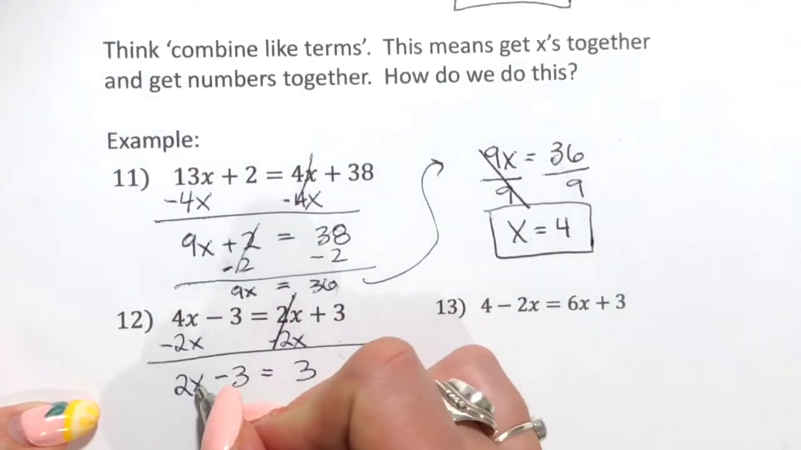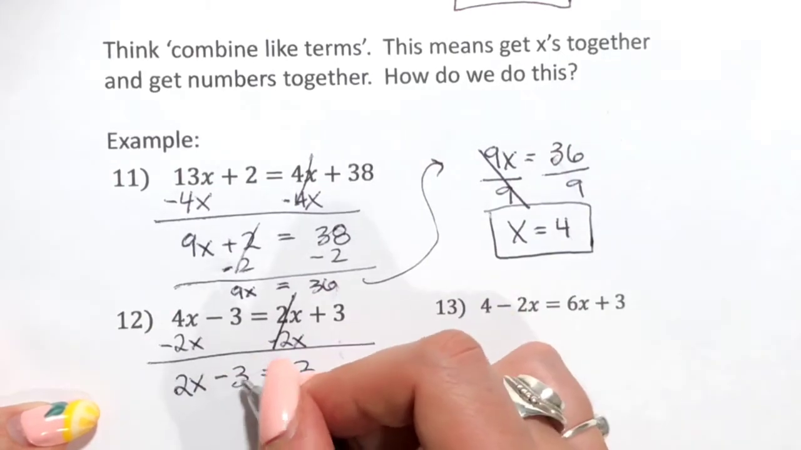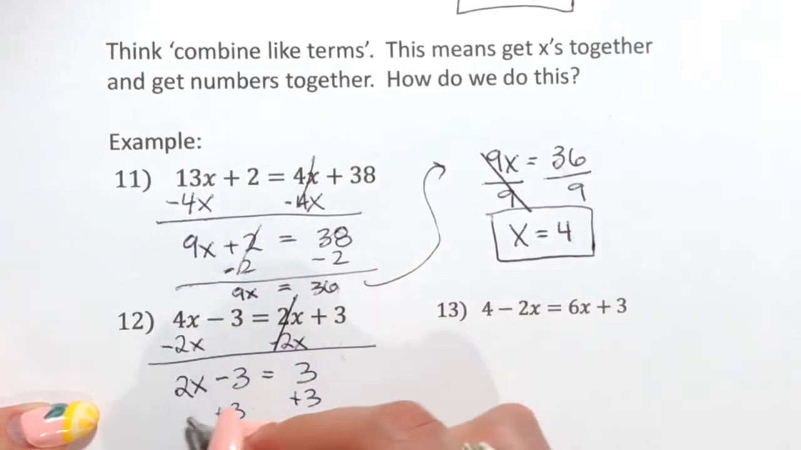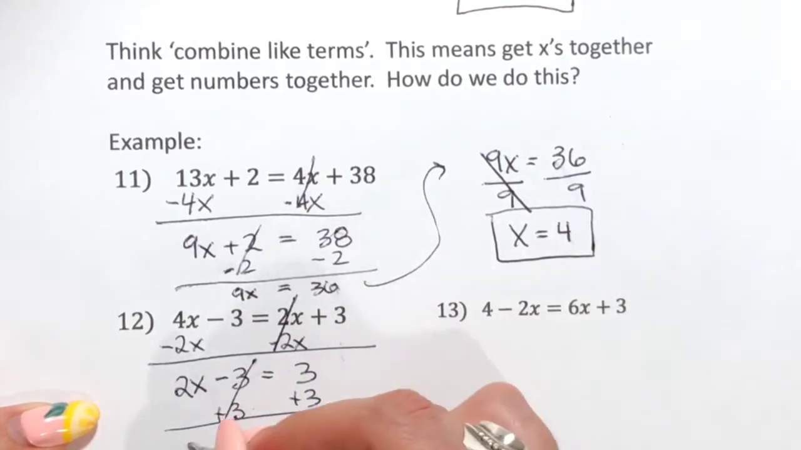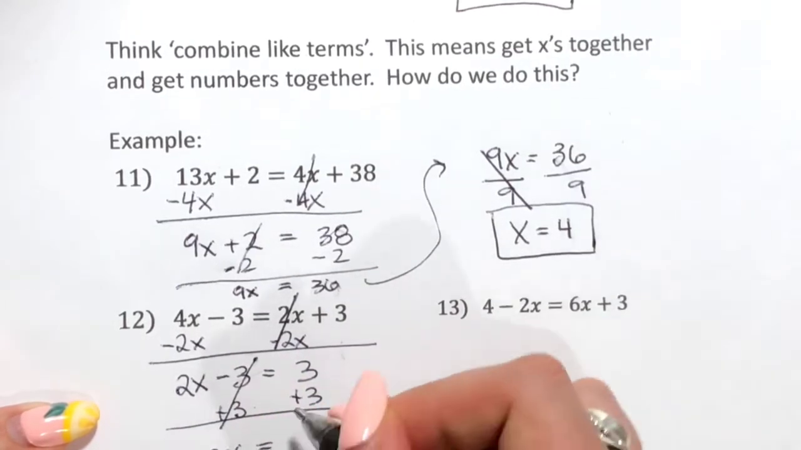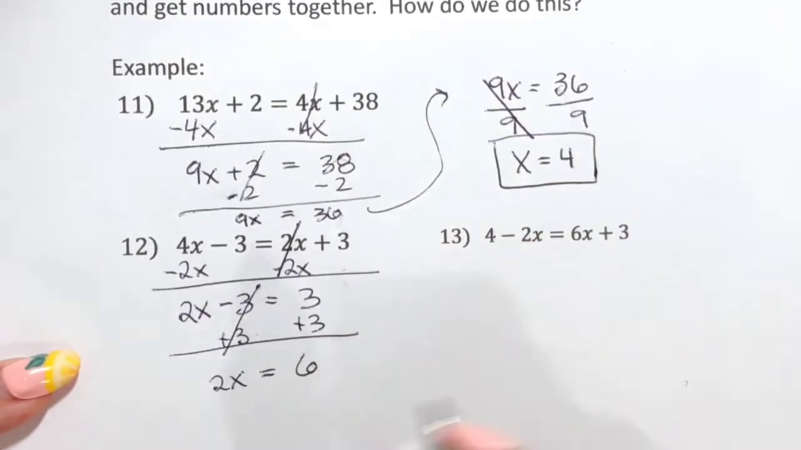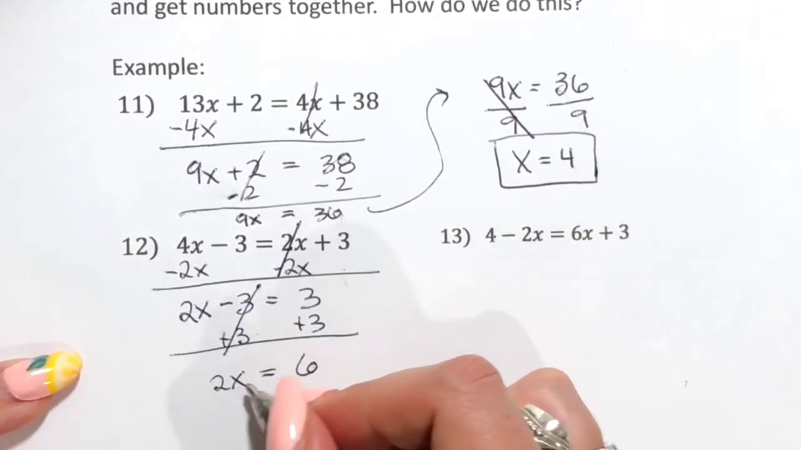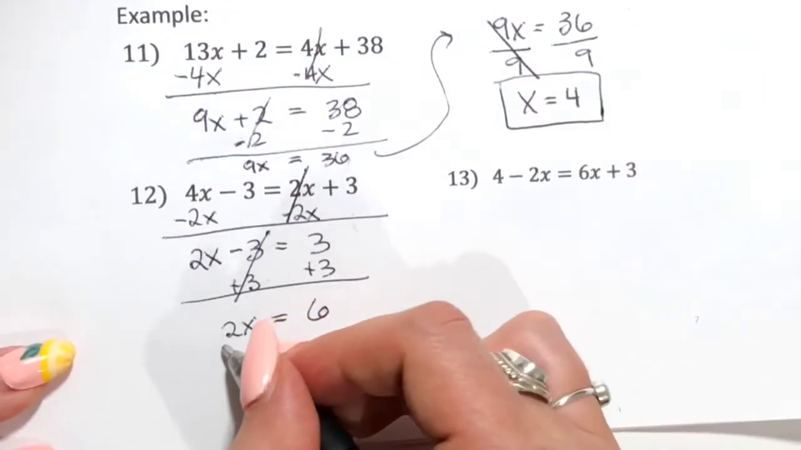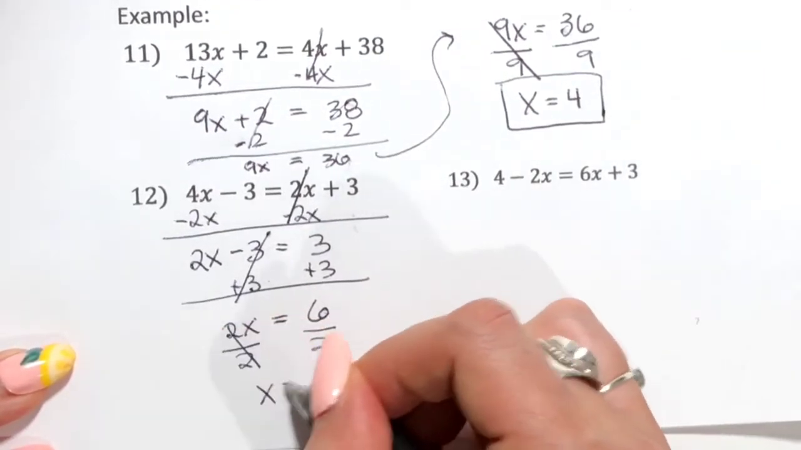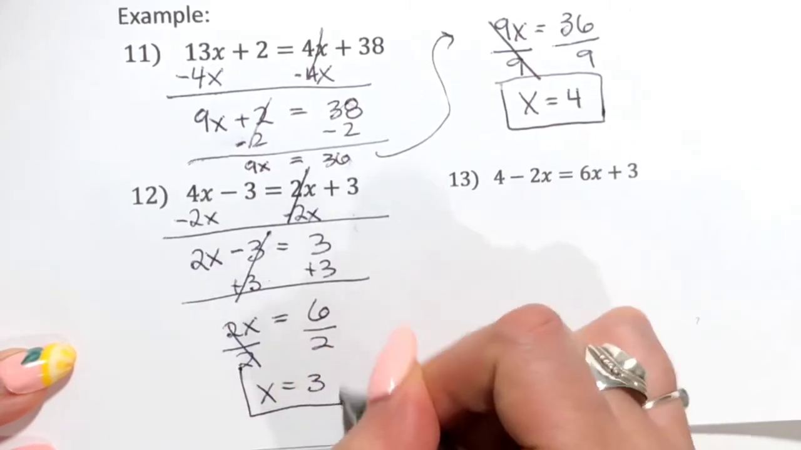And then now we're just solving for x still. So let's get rid of this minus 3 and add it over here to combine our numbers. So I have the 2x left over on the left side, and then 3 plus 3 is 6. And then one more step, we need to get rid of that 2 by dividing by 2. And then we get x is equal to 3. And there's your answer.